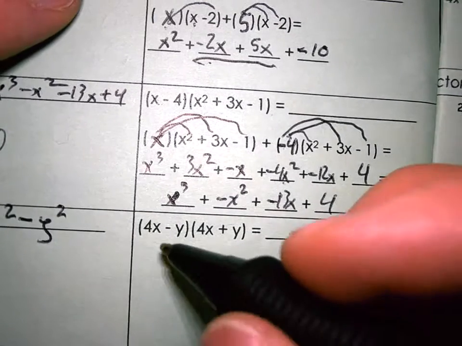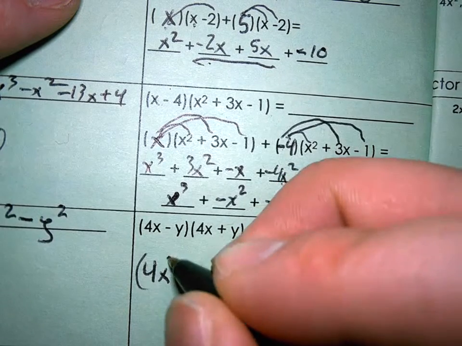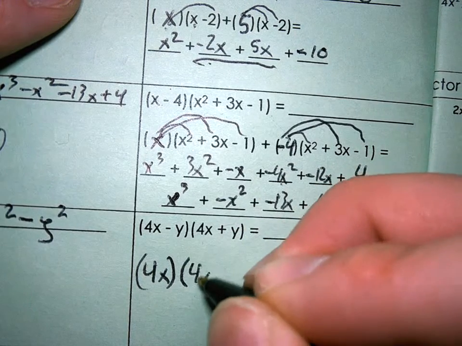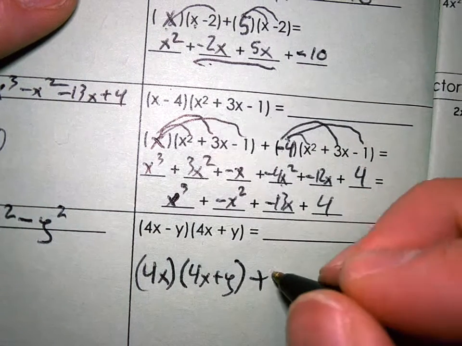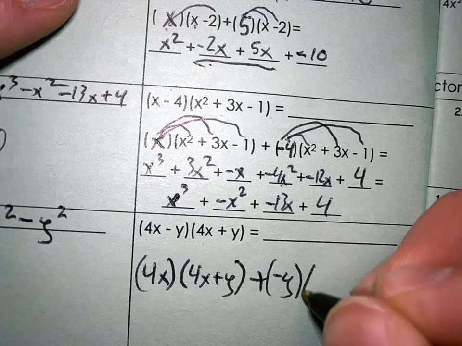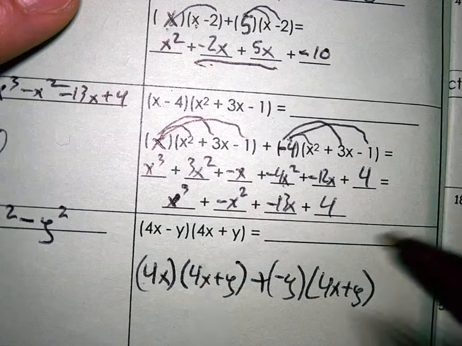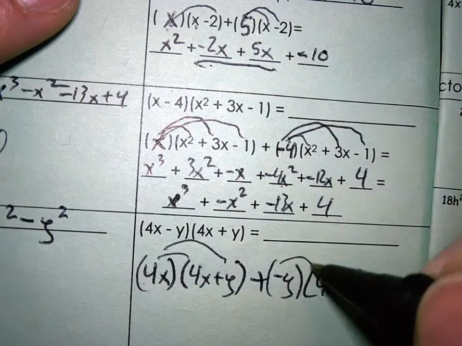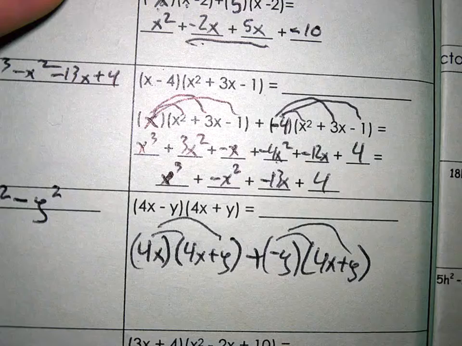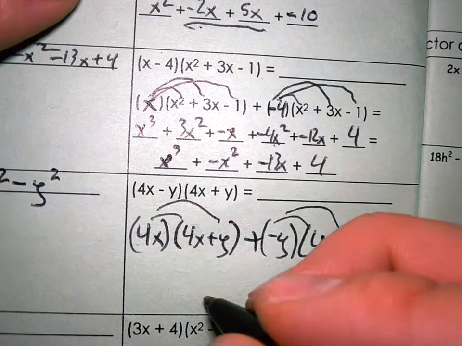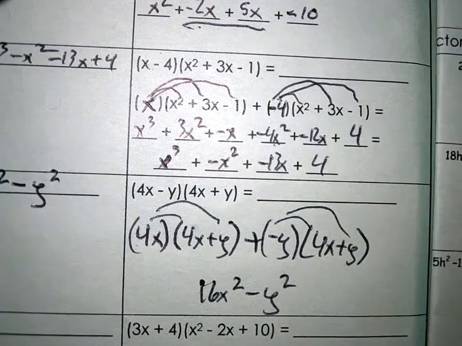Okay, so if I was to set this one up my distribution method way, that'd be 4x times 4x plus y, plus negative y times 4x plus y. That's my double distribution. Same method. I would get the same answer. Any questions?